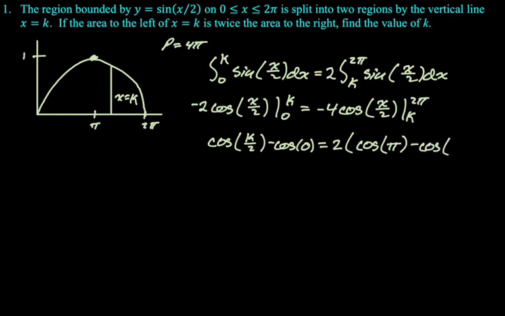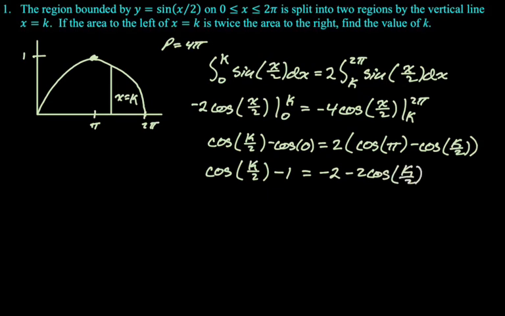So just to be clear, I divided both sides by negative 2, which gave me a 1 on the left, and a positive 2 on the right. That's where that 2 is coming from. Okay, so now we just think about what is the cosine of 0 is 1. And then the cosine of pi is negative 1, and let's distribute the 2. So we'll get negative 2 minus 2 cosine of k over 2.